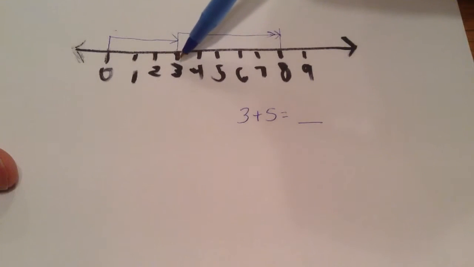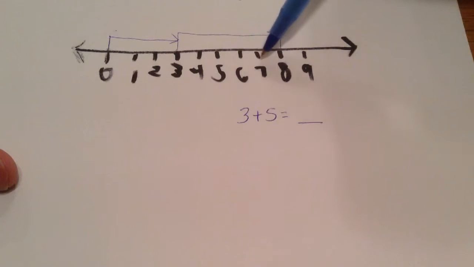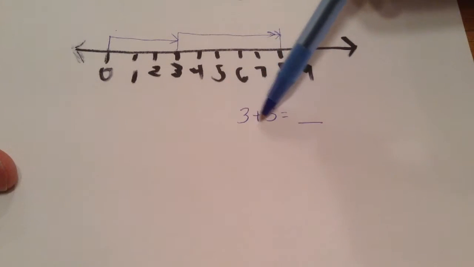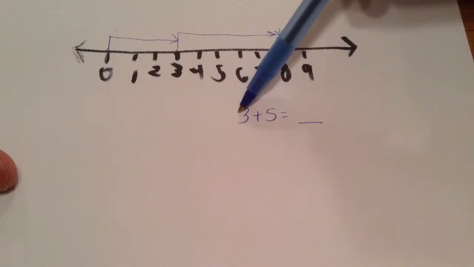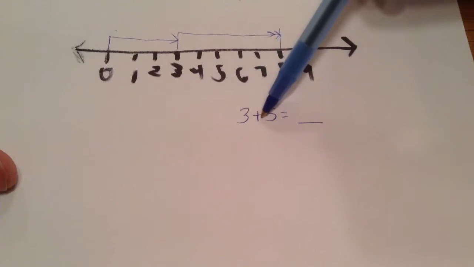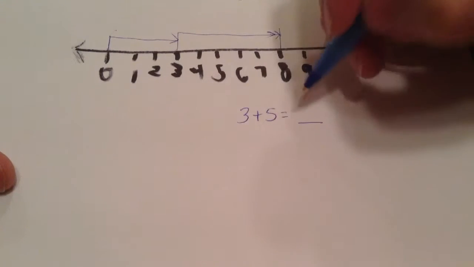So when you added in first grade and using the number line, you went in the direction of the sign. Even though we didn't call it positive 3 and positive 5, you went in the positive direction as many units as are called for. So 3 plus 5 equals 8.